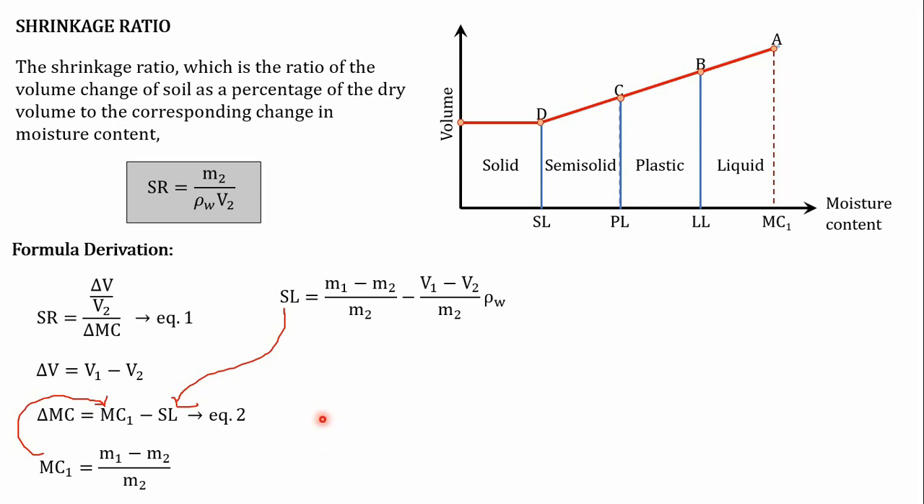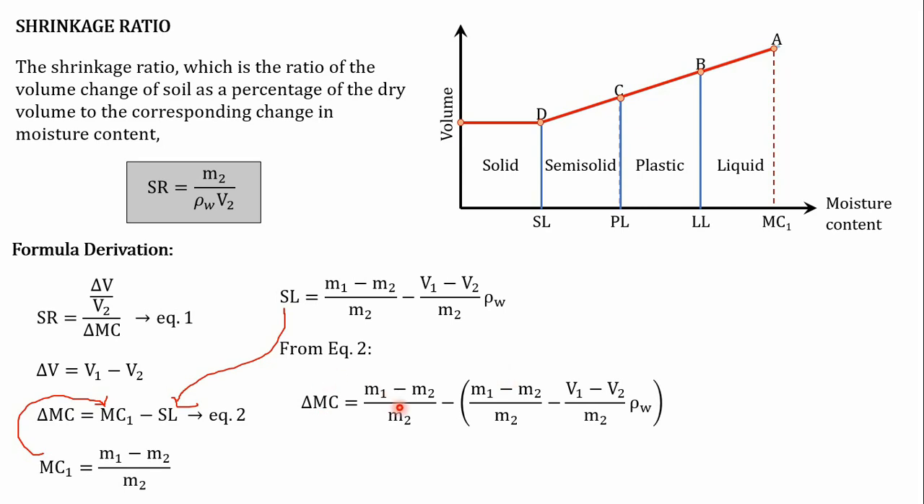Okay, so therefore, from equation 2, we have change in moisture content is equal to (M1 minus M2) divided by M2 minus (V1 minus V2) divided by M2 times the density of water. Okay? And we know, class, by inspection, this term can be cancelled out, kasi minus yan. Gets nyo ko? So therefore, negative times negative, that is positive. So our equation will be (V1 minus V2) divided by M2 times the density of water.